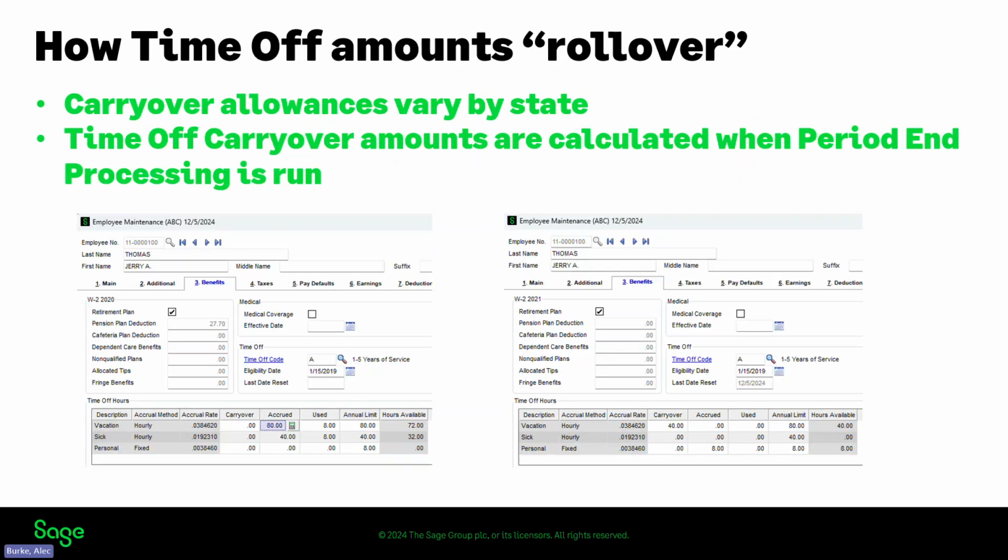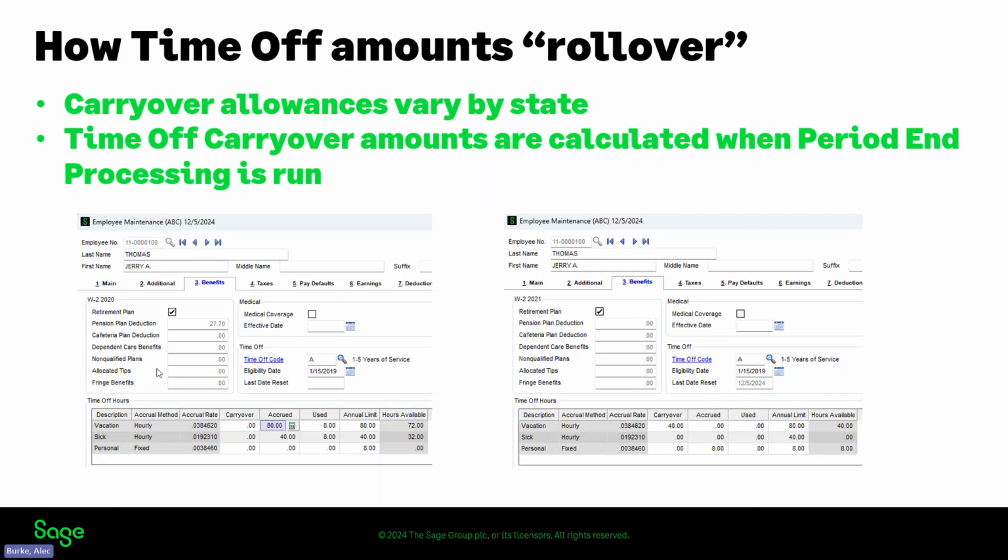Next up is going to be the way PTO is handled and rolled over. If employees are lucky enough to be getting PTO and are allowed to carry over, most people are going to be limited in the amount of that carryover to the new year. Hence, there's a corresponding setting on the time off maintenance window for each code set up.